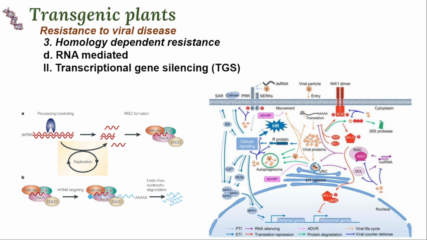In the transcriptional process itself, we can neutralize by the formation of RISC complex, and then the protein and other associated proteins will bind to the viral genome and then neutralize by the process of endo and exo nucleolytic activity. So that's the way we can neutralize it.